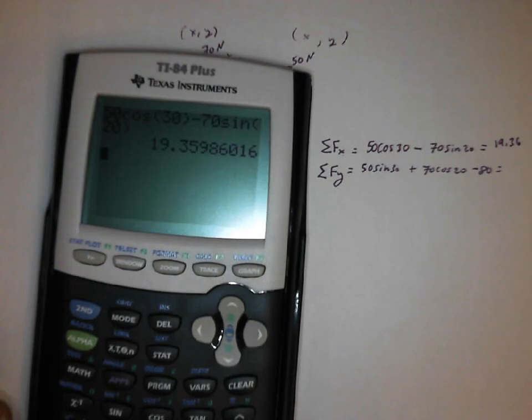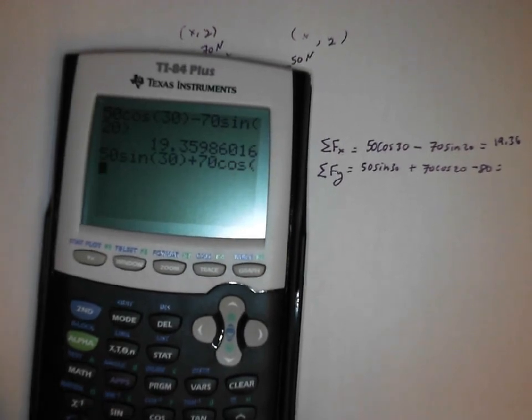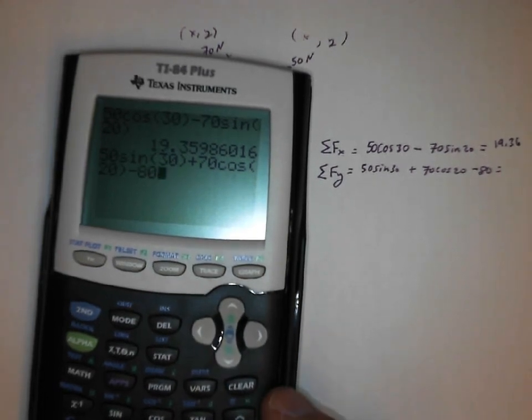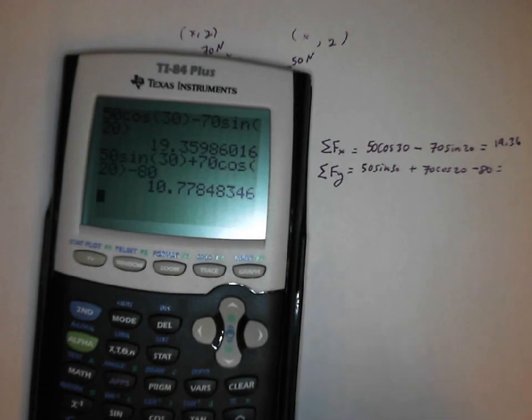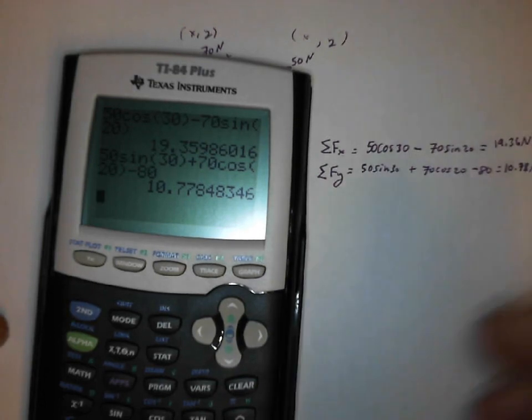Then I'm going to do the same for my y. 50 sine 30 plus 70 cosine 20 minus 80. That gives you a value of 10.78. Both these are in newtons.